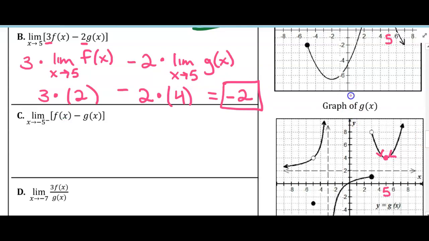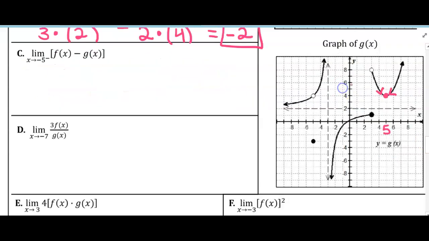All right, I think that you guys are ready to try C and D on your own, and so that's what I want you to do. I'll give you the time to do that, and then I want you to tell me what you get, and then we can check our work together.